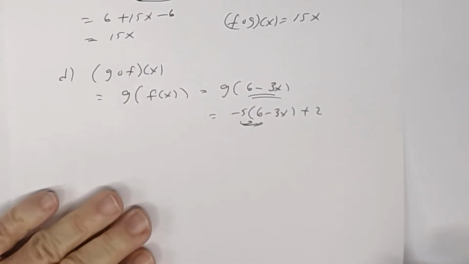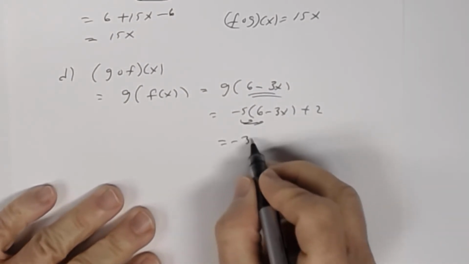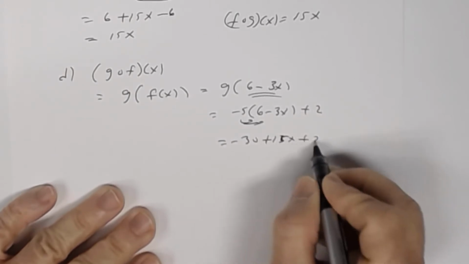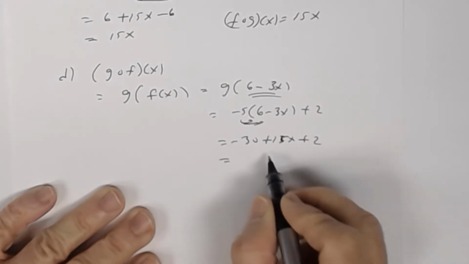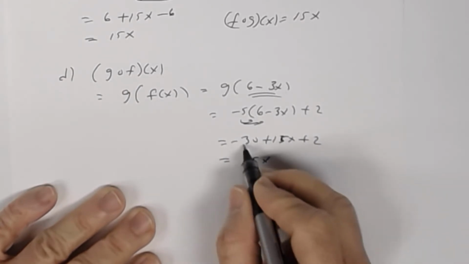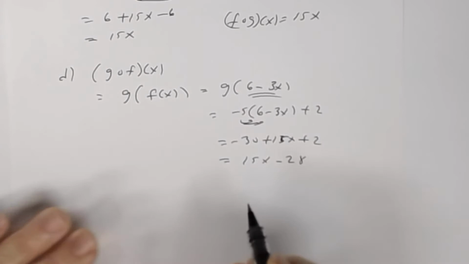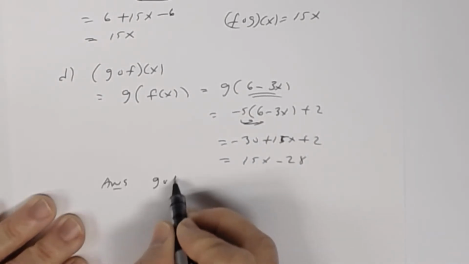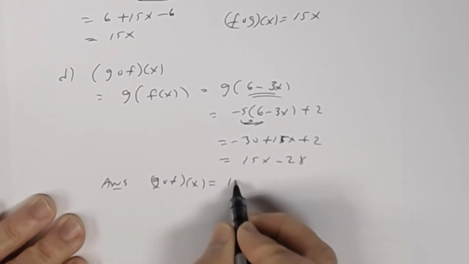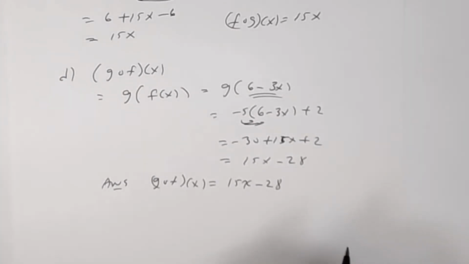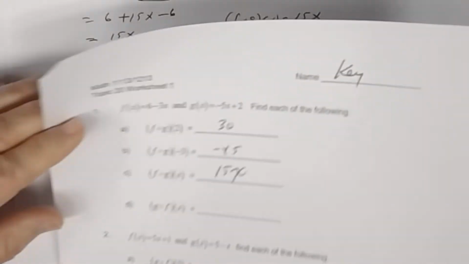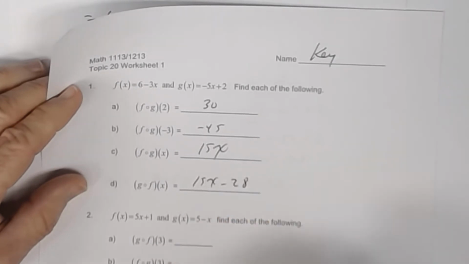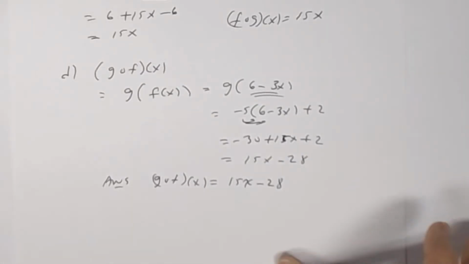I get negative 30. Negative 5 times negative 3x is a positive 15x, plus 2. And putting in descending order, I get 15x, negative 30 and 2 is negative 28. And so therefore, your answer, you're going to say g composed with f at x is 15x minus 28. All right, so that one's that. So 15x minus 28.